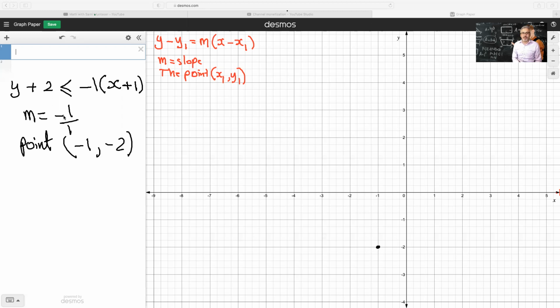And then for the slope, you go up 1 and left 1, up 1, left 1, or you could go down 1 and right 1. Just make sure when the slope is negative, when you draw the line, it should be going down as you go from left to right. Okay.